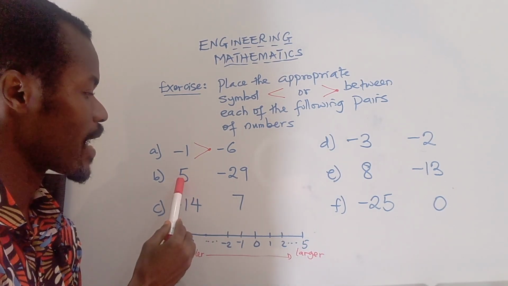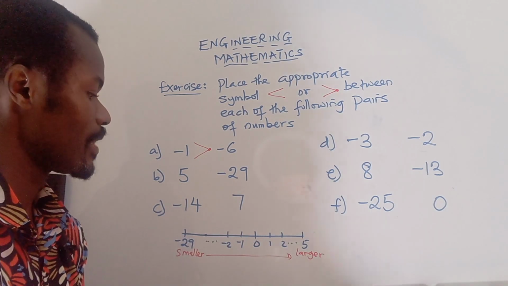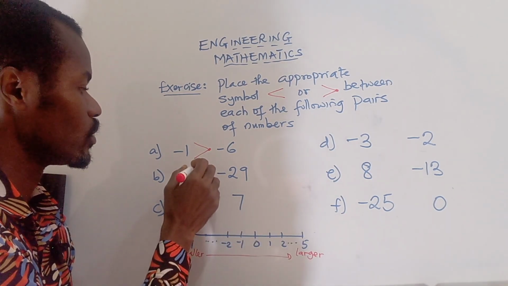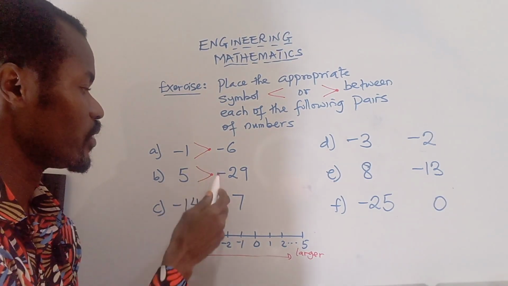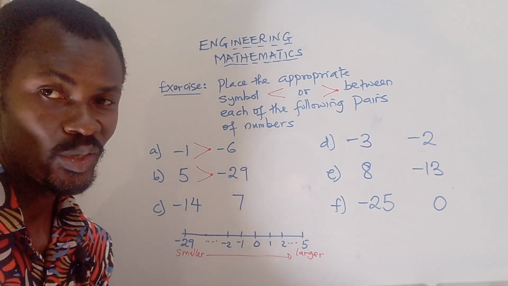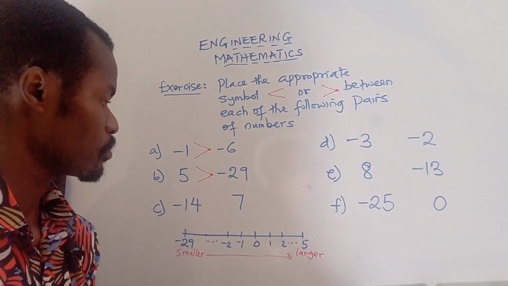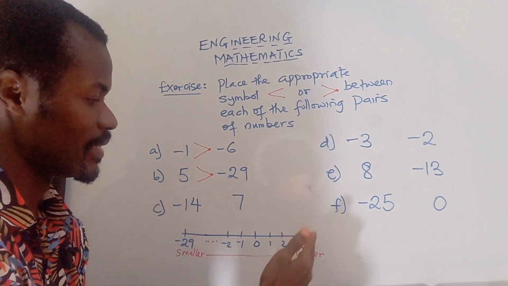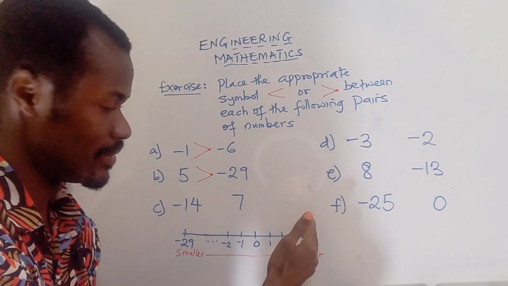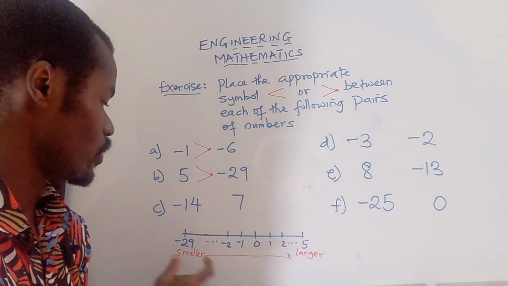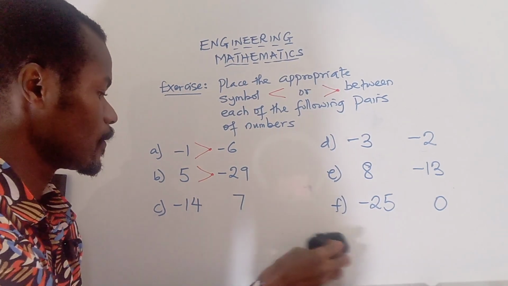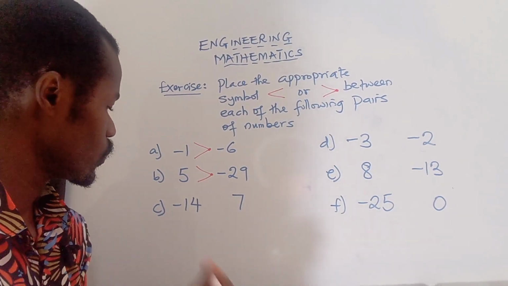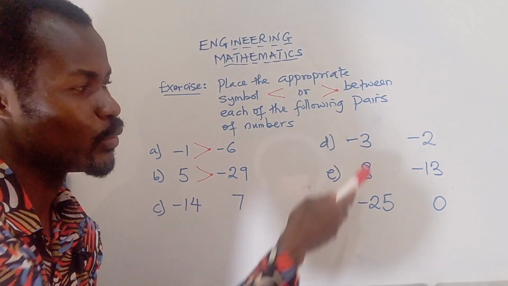Because we have 5 here, which is larger, we can say 5 is larger than -29. So starting from 5, larger means we are pointing to the right, or greater than. So 5 is greater than -29, because you can see that 5 is to the right of -29. I'm going to do this one, then I'll allow you to try the other one yourself.